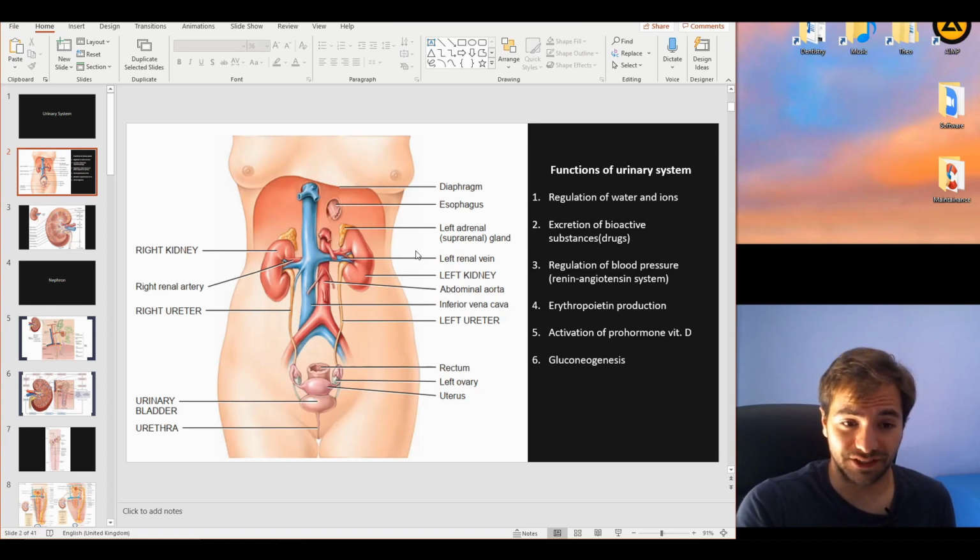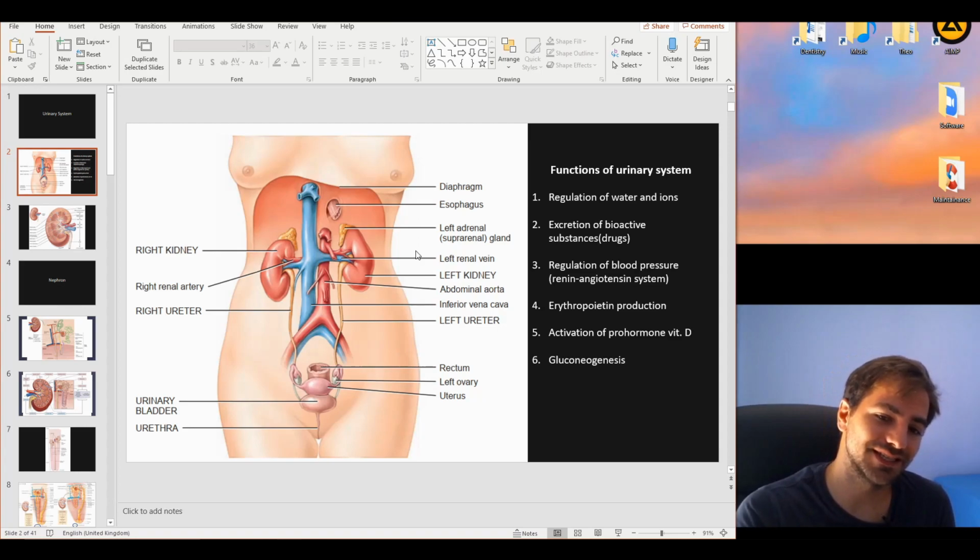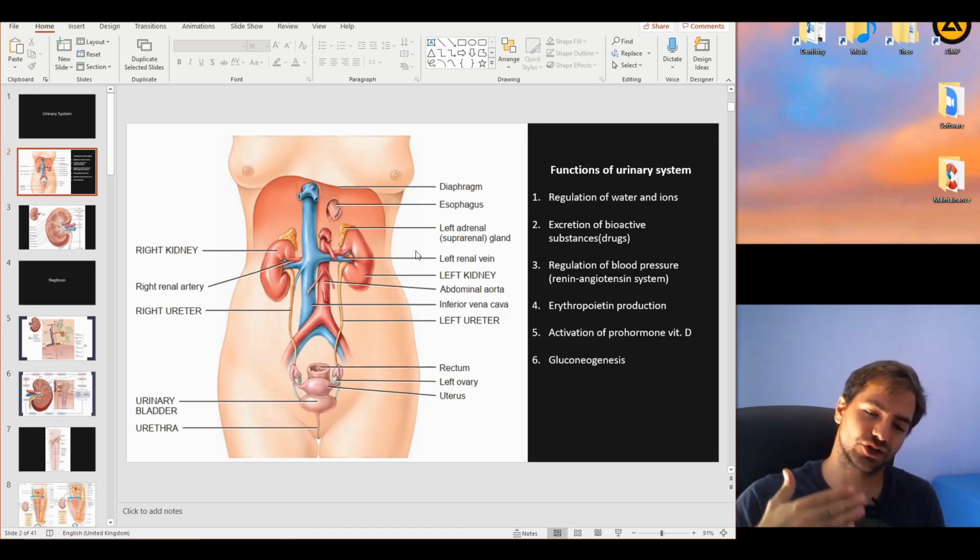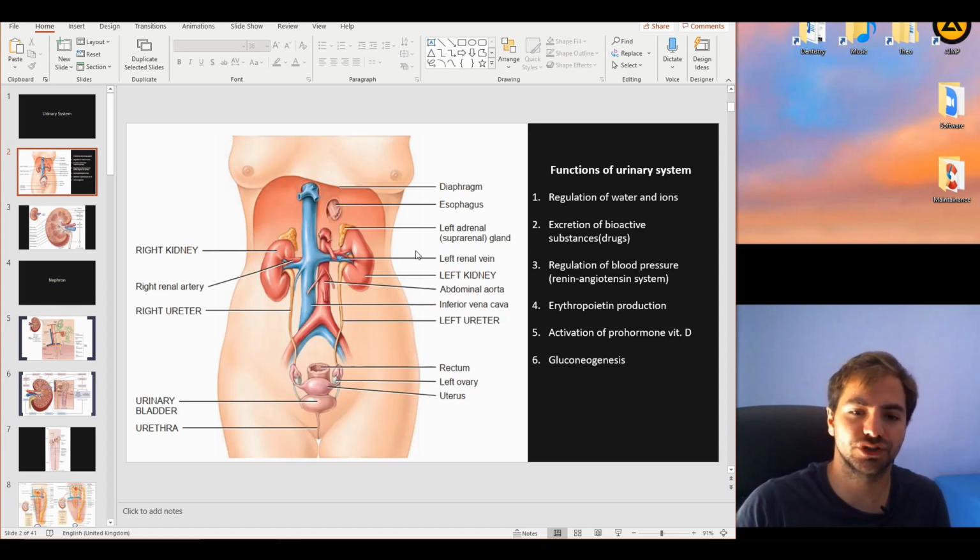And then we have the activation of the prohormone vitamin D. Here it's important to understand that this is the location of activation, not necessarily production. It's also interesting to notice that vitamin D is considered to be a hormone, and this is because it exerts multiple functions, and there's a whole pathway when it comes to the function and the reactions to vitamin D.